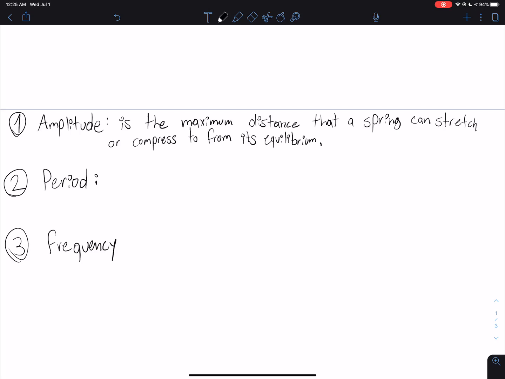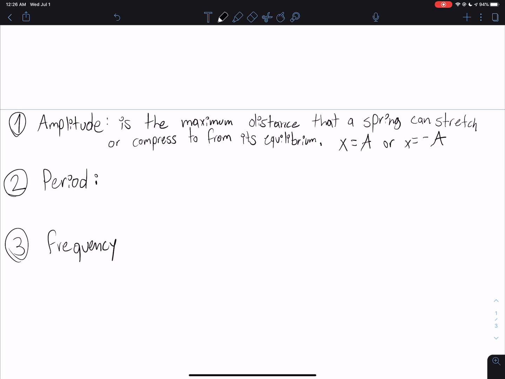Now, second term, period. Actually, before we move on to period, there is a variable for amplitude, and it's very simple. As I mentioned before, our variable for distance is x. But if I ask you what is the value of x when x is at the maximum amplitude, it's going to be A, or x is going to be negative A when the spring is compressed. Now moving on to period.